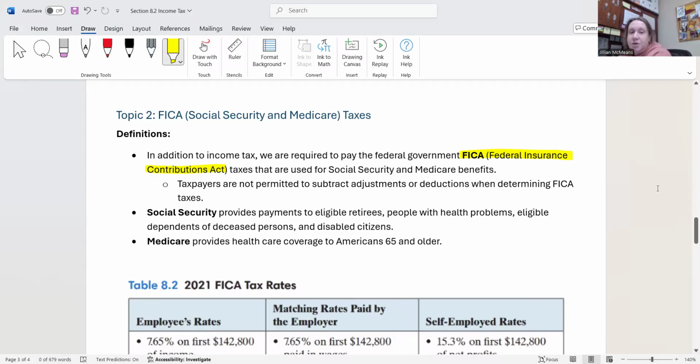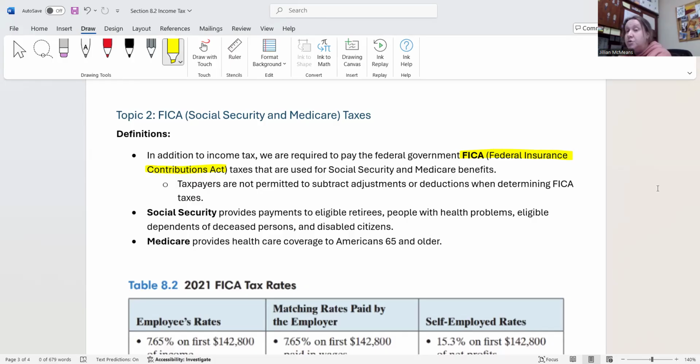Taxpayers are not permitted to subtract adjustments and deductions here. You're just looking at your gross pay. Okay, so that's somewhat of a bummer. With the federal income taxes, we can reduce our gross income, but with FICA taxes, you can't. These apply to your gross income.